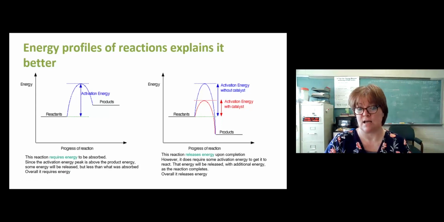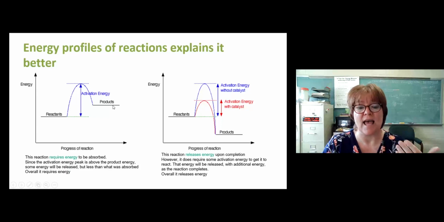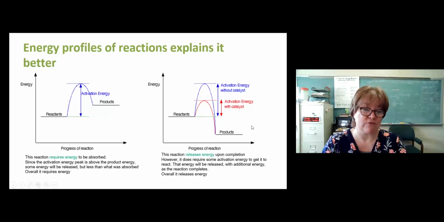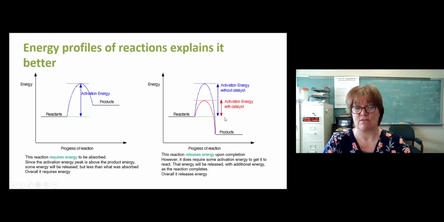So this does have an activation energy. However, when I'm done, notice the products have more energy than the reactants. So this has to absorb energy to get up there. So this would be an endothermic reaction. Over on the right-hand side, we have a different one. Here we have reactants and then I have products at a lower level. So the products have less energy than the reactants, meaning when I'm done, I will have given off energy.